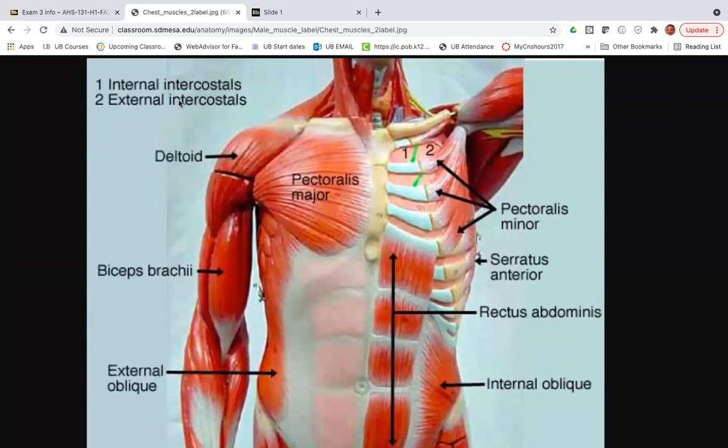Intercostals, there's internal and external intercostals. A little bit tough to see in this picture, so I'm not going to hold you accountable for those. But intercostals just means it's between the ribs.